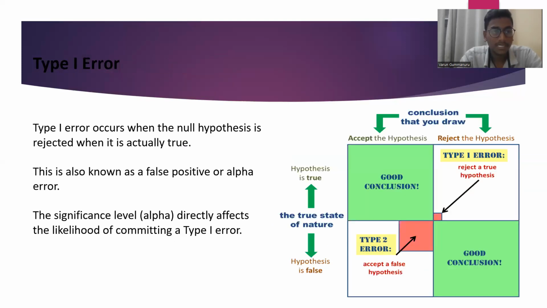Type 1 error. Type 1 error occurs when the null hypothesis is rejected when it is actually true. This is also known as a false positive or alpha error. The significance level, which is also known as alpha, directly affects the likelihood of committing a type 1 error.